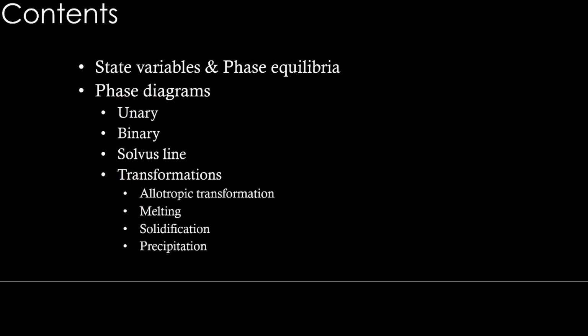Today we'll be seeing about phase diagrams, especially how state variables and phase equilibria are connected and how phase diagrams represent that. And we will see a couple of types, that is unary and binary. In binary we will see a simple type of phase diagram called isomorphous diagram, and we will see ideas like solvus line, transformations in a phase diagram like allotropic transformation, melting, solidification and precipitation.